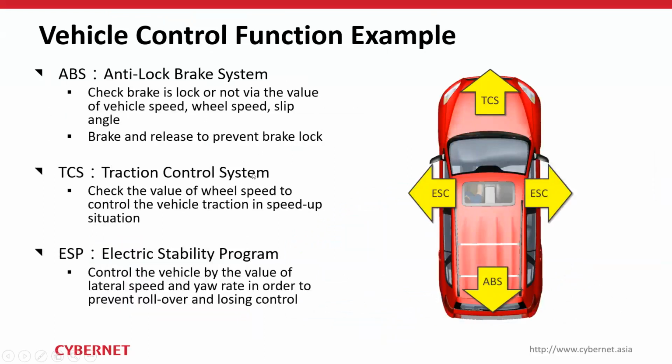This slide shows some vehicle control function examples. As you can see, vehicle control functions should get some information from the vehicle, such as vehicle speed, wheel speed, and yaw rate. If you want to develop the controller, the simulation tool should feed back these kinds of variables to test your control algorithm. For example, an ABS controller will calculate the brake command via the values of current vehicle speed and wheel speed.